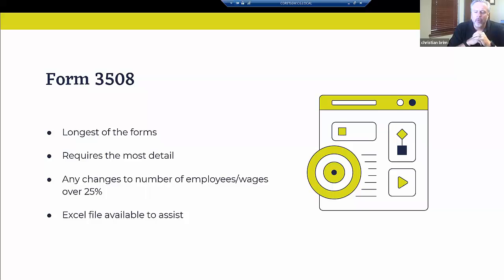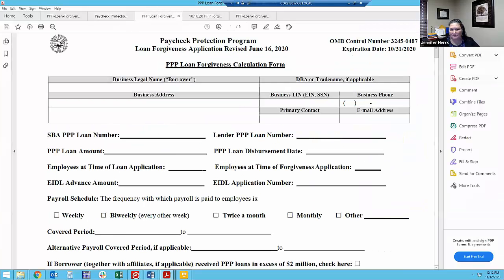Can you go back to the form? I want to point out something from personal experience. The EIDL advance amount. We ran into this where our lender said that the SBA said that we had received an EIDL grant of $10,000 and therefore they were not forgiving that amount. But our problem is we took the EIDL loan, therefore we shouldn't have had a grant. Correct. So be careful on that. You may have to go back to the SBA and straighten it out with them.